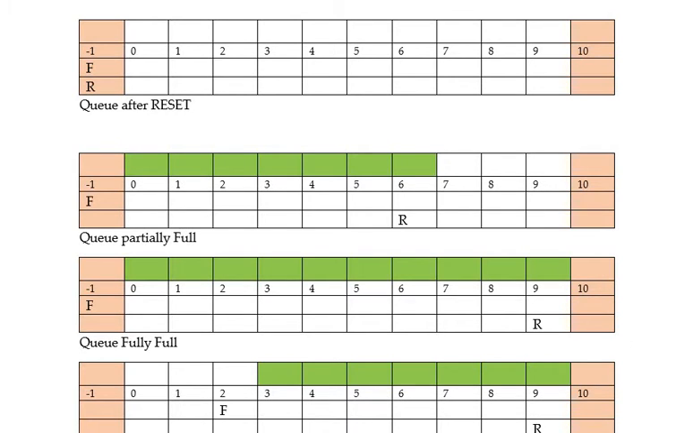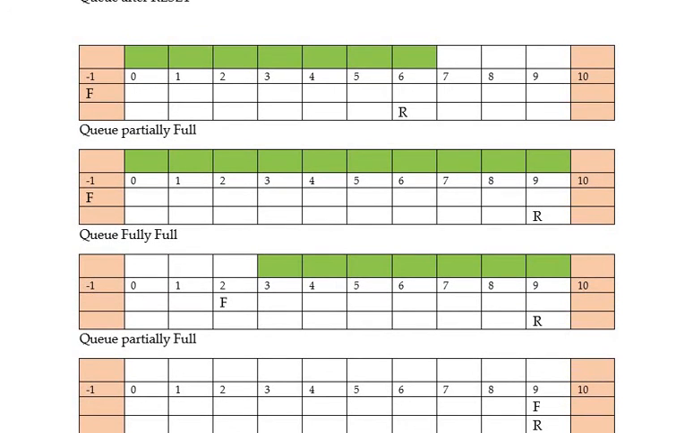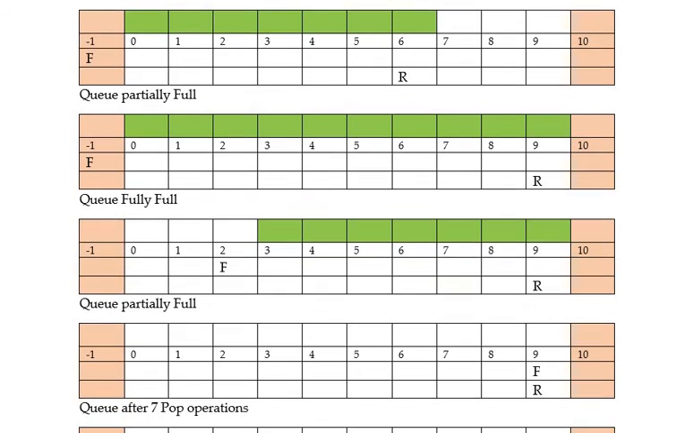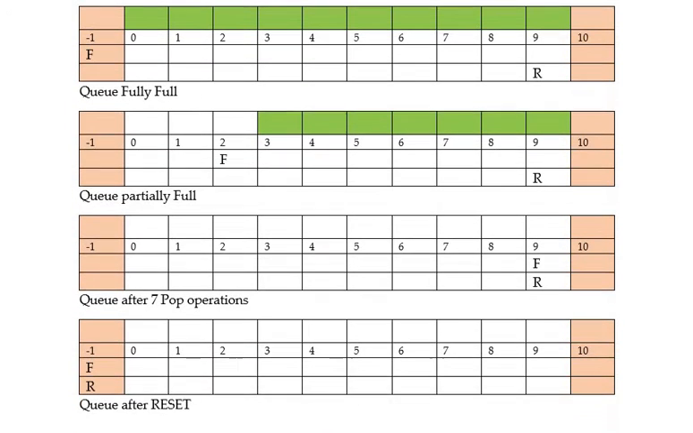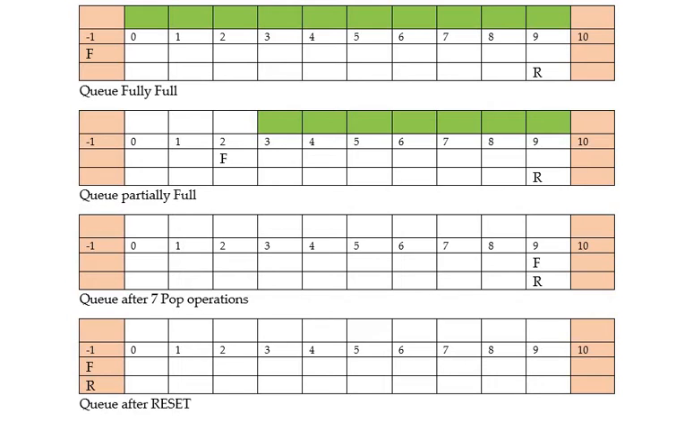Now after this, if some elements are deleted or popped out, then front has come ahead. And when all the elements of the full queue are popped out, front reaches the end. That means front and rear both are equal. That means there is nothing. After reset, front and rear both come to their initial position. This is one way of implementing queue.